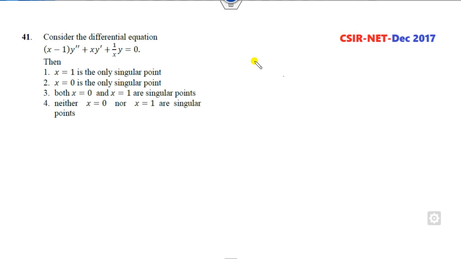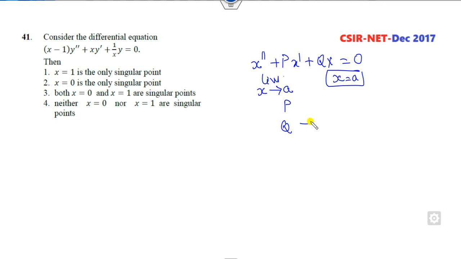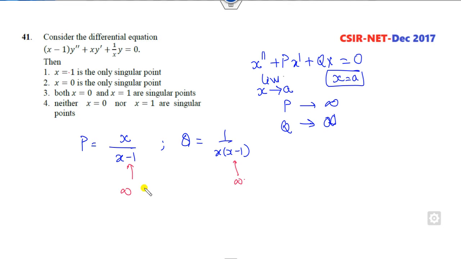Okay, singular point. That's very simple. We all know y double dash plus p x y dash plus q x y equal to 0 has a singular point x equal to a when you take the limit as x approaches a, and p or q goes to infinity. So what is my p? X over x minus 1, q is 1 over x. So clearly x equal to 1, this goes to infinity, and at 0, this goes to infinity. So both 0 and 1 are my singular points.